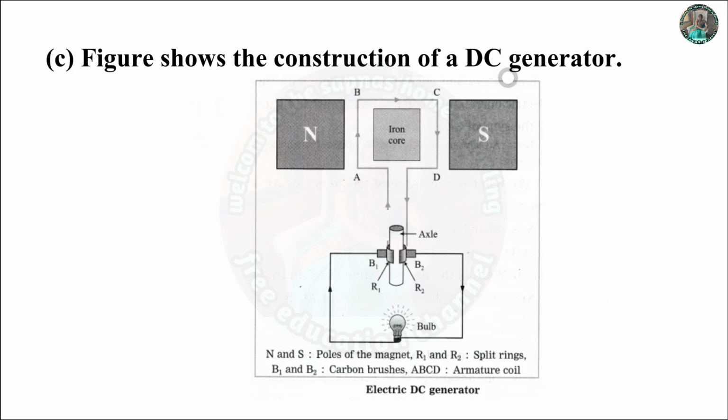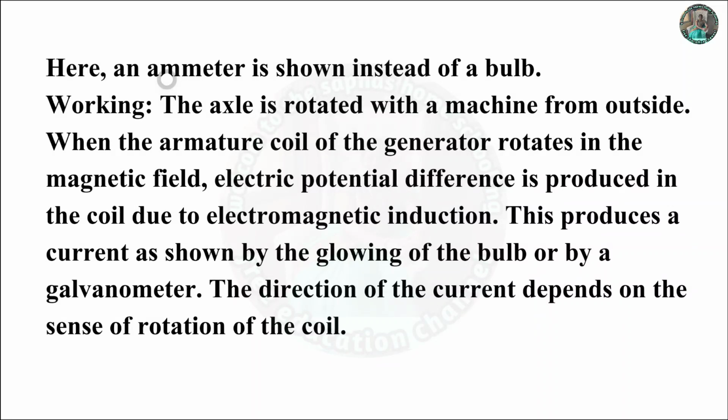Now the figure shows the construction of a DC generator. This is an electric DC generator. Here an ammeter is shown instead of the bulb. The axle is rotated with a machine from outside. When the armature coil of a generator rotates in the magnetic field, an electric potential difference is produced in the coil due to electromagnetic induction. This produces a current, as shown by the glowing of the bulb or by a galvanometer. The direction of the current depends on the sense of rotation of the coil.